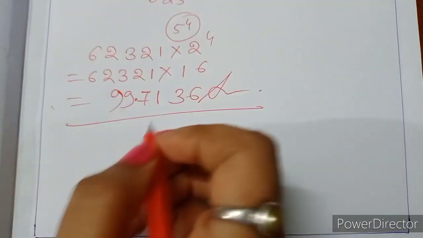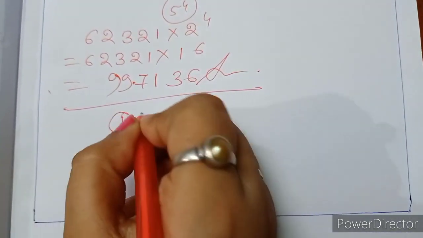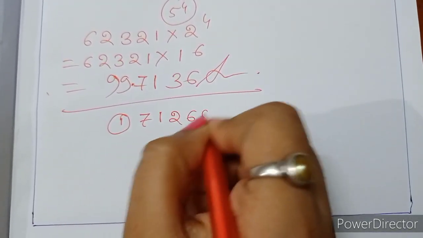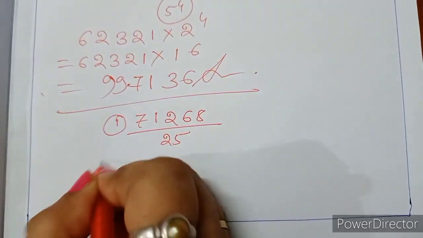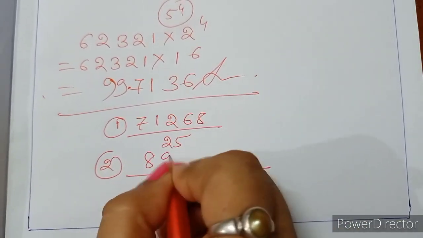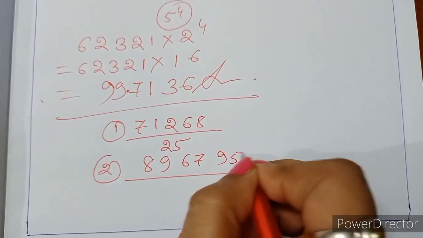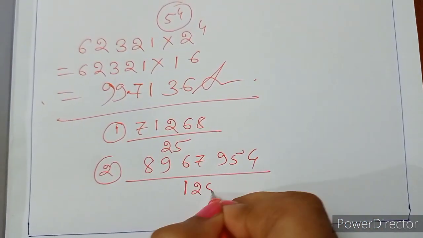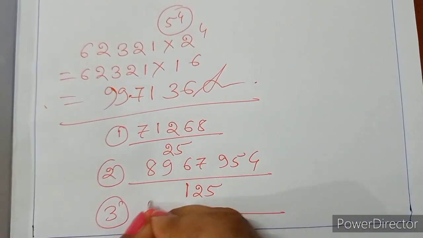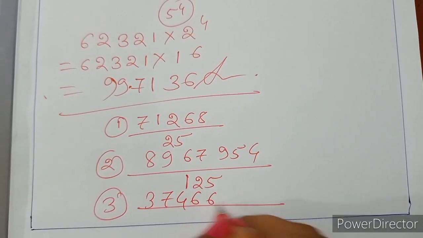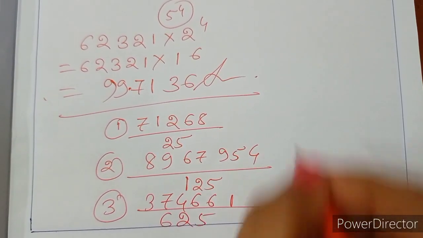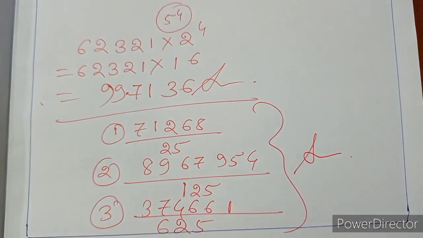Okay friend, I give some homework. 71268 by 25, 8967954 by 125, and 374661 by 625. Please write the answer in the comment section.